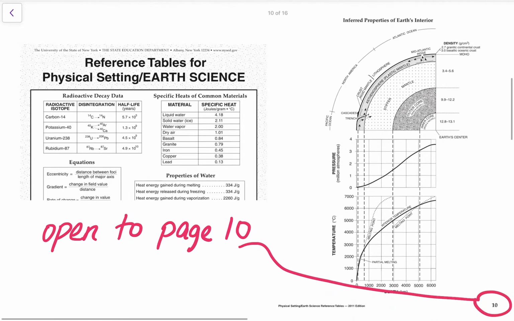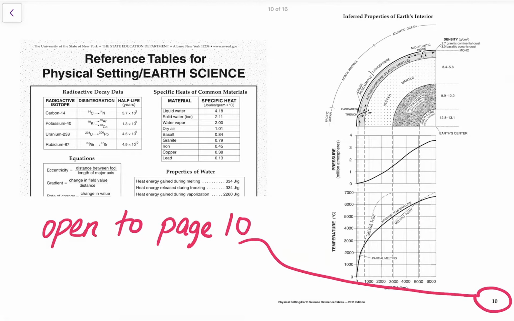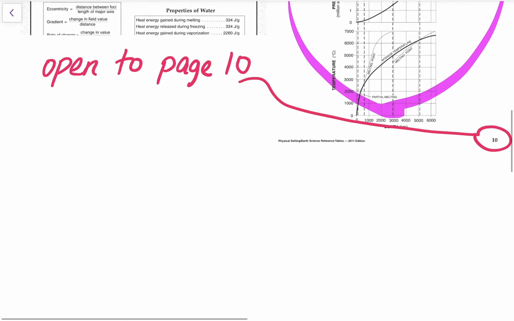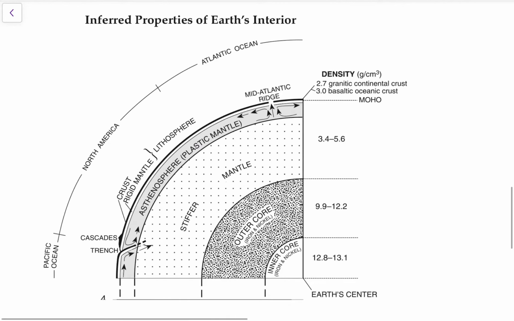So if you could take out your ESRT right now and open up to page 10, it should look something like this. In this video, we are only going to focus on the very top part of page 10. Okay, so I just want you to focus in on the picture at the very top of the page.